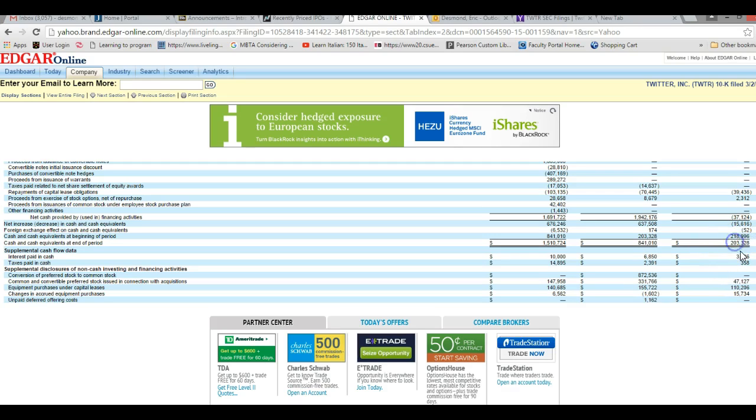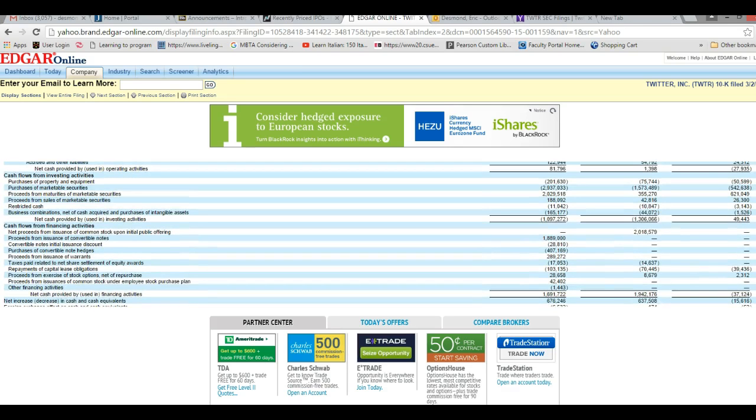Then it carries into the next year, 203,328. They start the new period with that same carryover amount, and they end. So it looks like they're building up their cash and cash equivalents year over year, but they're spending money on research and development and marketing.